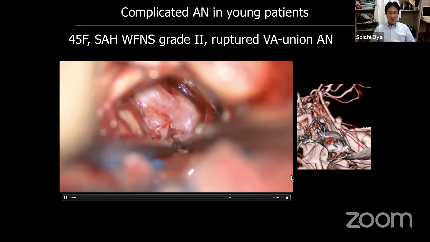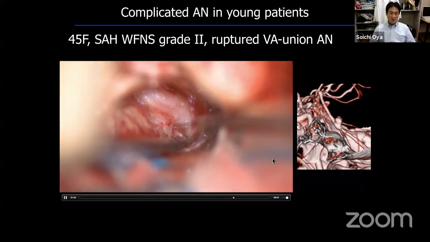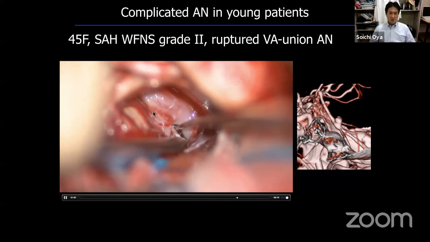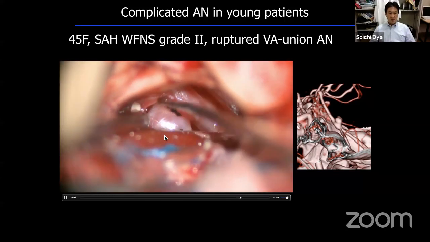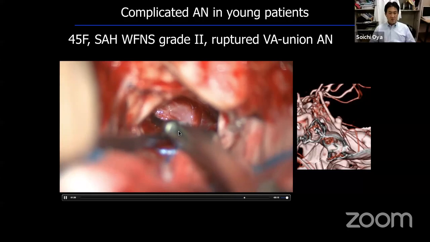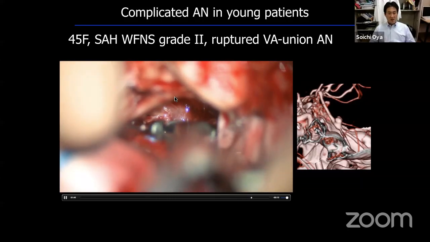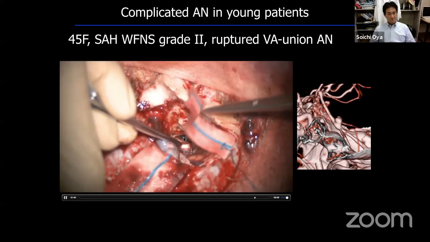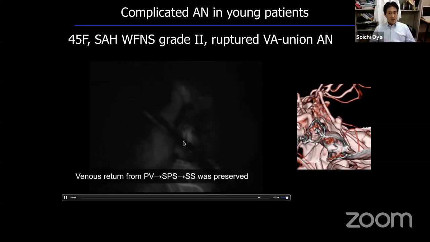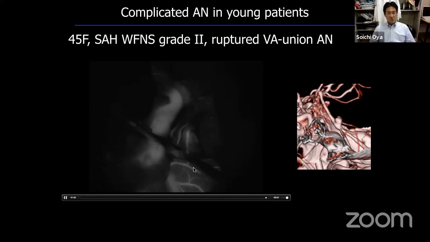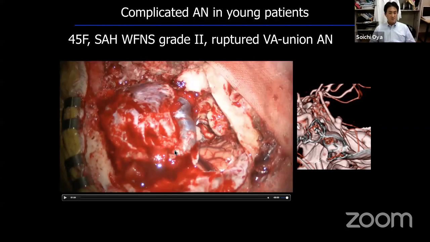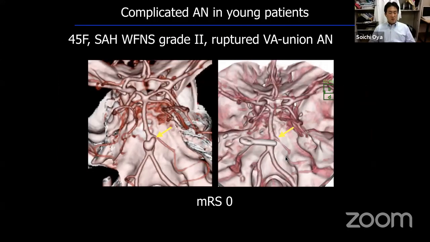And now I'm identifying the distal basilar trunk, and this is the aneurysm. And I'm isolating the perforators here. Look, you can have a wide space here. Now I'm confirming the venous return is preserved like this. So the aneurysm was gone.